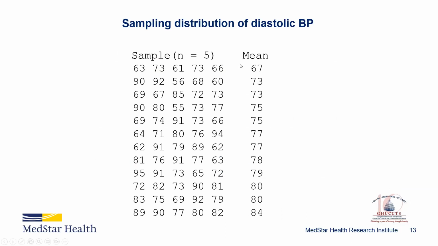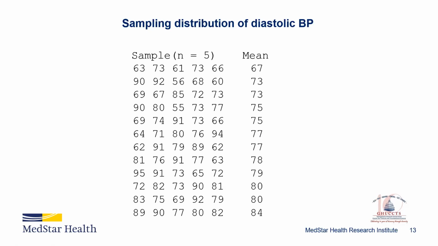You can see that there's some variability here. One sample had a mean of only 67, another sample had a mean as high as 84. So the question is, we don't know which of these is our true population mean, and so we are going to use our sample to estimate the population mean.